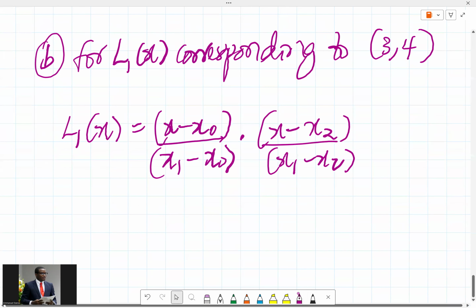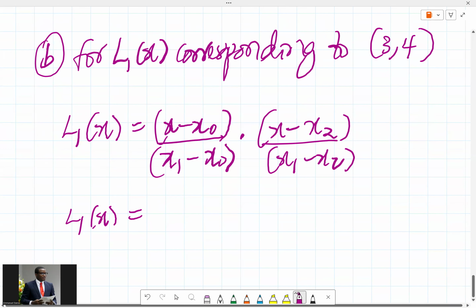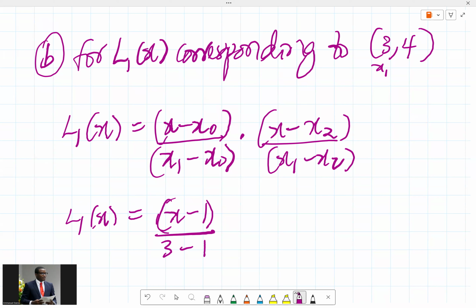So like we know, L1 of x is equal to x minus x naught. Again, x naught is 1. So we have x minus 1 all over x1, okay, so that would be all over 3 minus x naught. X naught is 1, multiplied by x minus x2. Our x2 is 4, divided by x1. X1 is still 3, right? X1 is 3 minus 4.